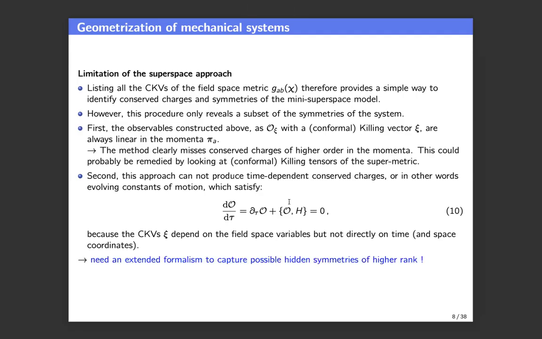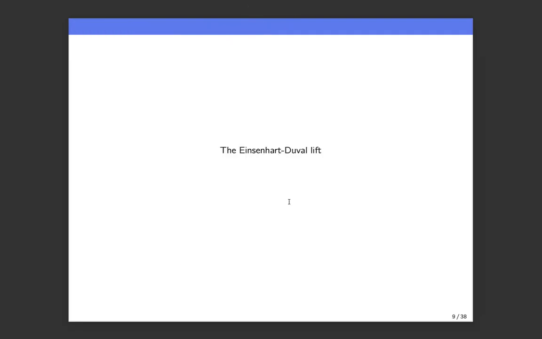So you need to find a way to have vector fields which live in an extended space. For this, you need an extended formalism to capture possible hidden symmetry of higher rank and also evolving constants of motion. And this is where comes what we call the Eisenhart-Duval lift. This is basically one of the main points of this talk, trying to give you an idea on how it works.